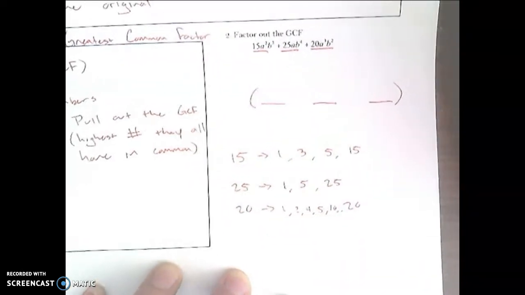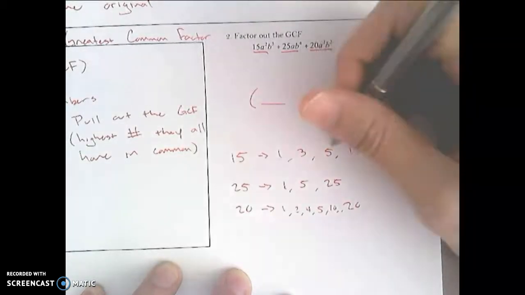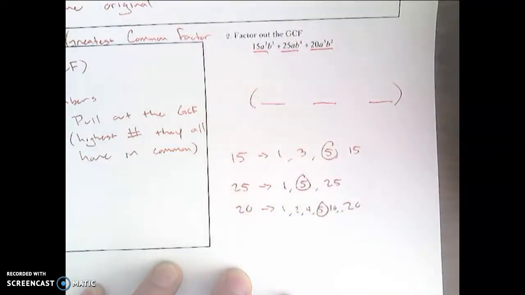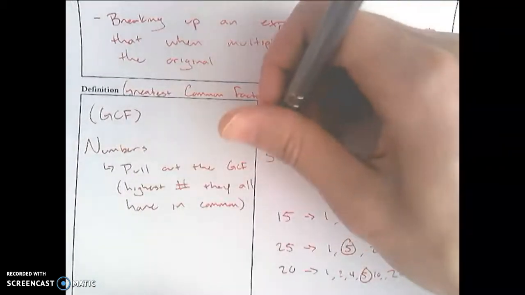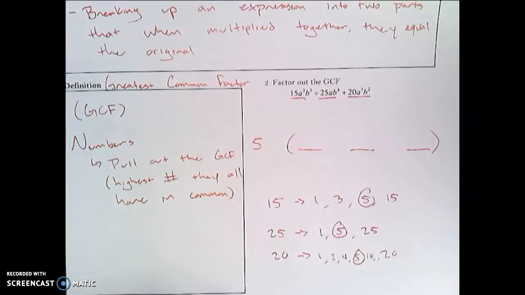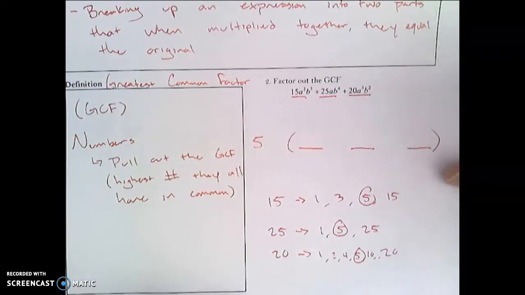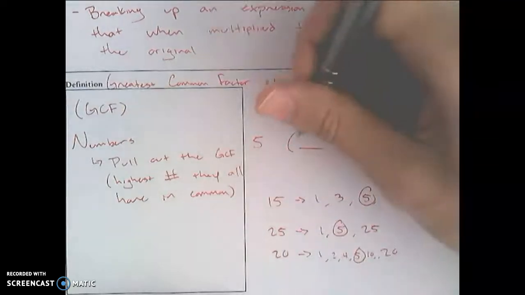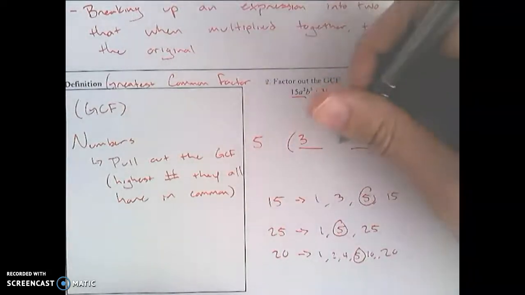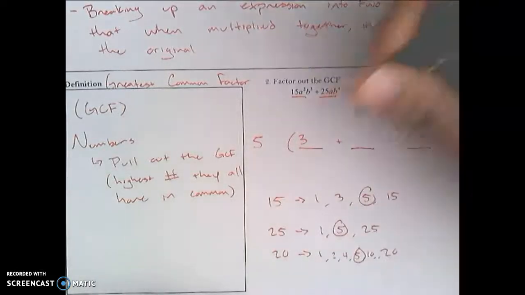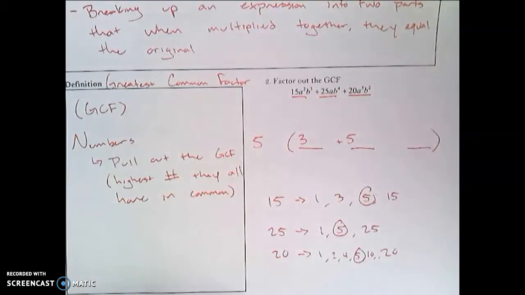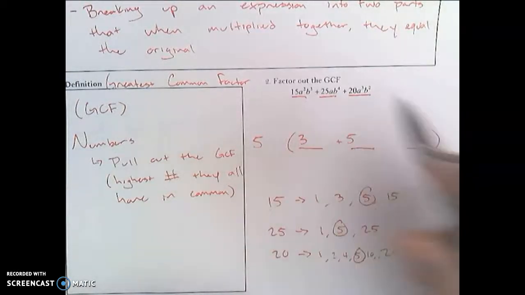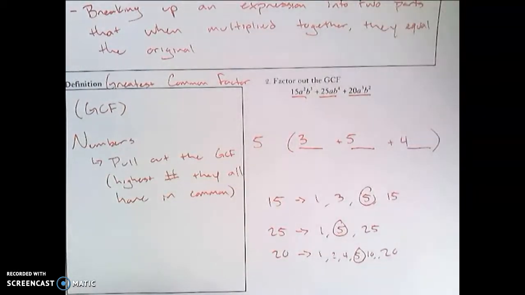So looking at these lists of numbers, what's the largest number, the highest number that all of these lists have in common? You can check. It is 5. So already we can pull out a 5. So that goes on the outside. So let's go ahead and pull it out. What number times 5 gives us 15? That would be 3. For the next one, what number times 5 gives us 25? That would be 5. And then what number times 5 gives us 20? That would be 4. So now we've dealt with the number side of it.